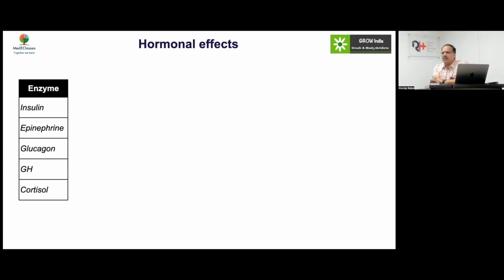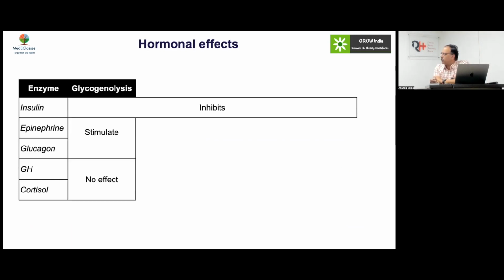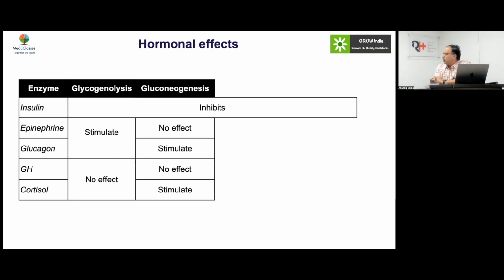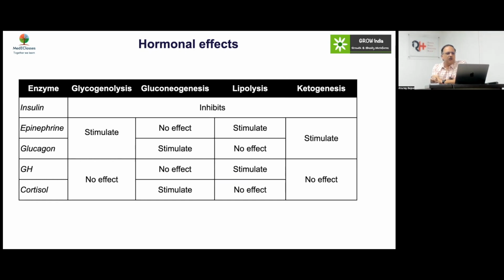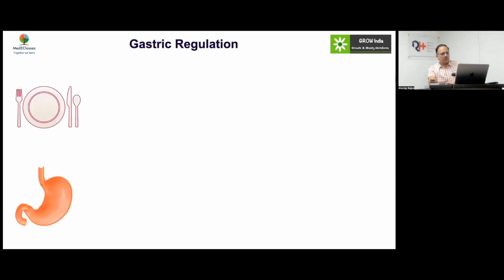If you look at the various activities, insulin is going to inhibit everything. Glycogenolysis is largely stimulated via epinephrine and glucagon. Gluconeogenesis predominantly via cortisol, a bit also via glucagon. Lipolysis predominantly using growth hormone and epinephrine. And epinephrine and glucagon will act on the ketogenic pathway as well. And insulin will inhibit the entire pathway. So we have till now discussed the various hormonal mechanisms.